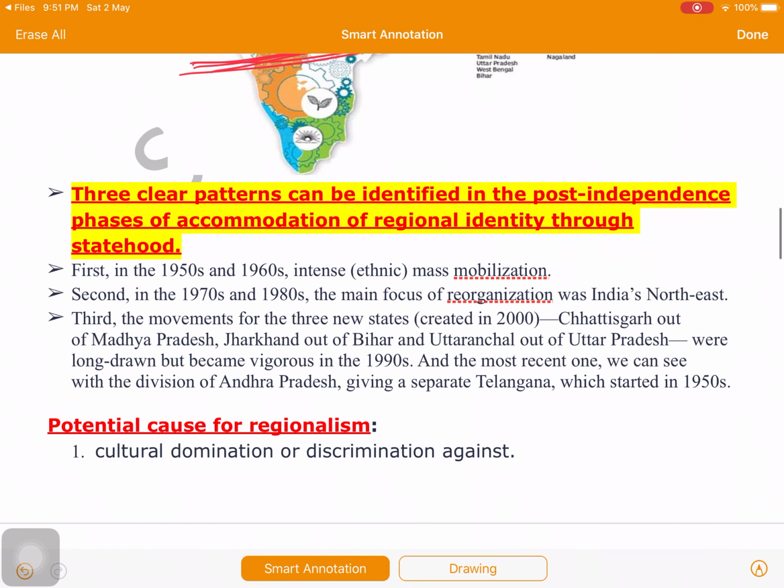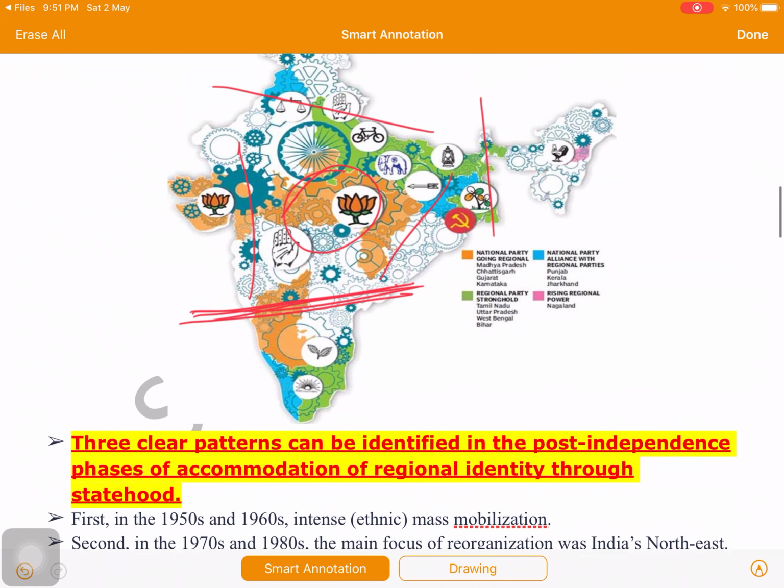So there are many types of diversities, maybe cultural, economic, regional, religious, other traditions or many other geographical conditions. So regionalism has remained perhaps the most potent force in Indian politics ever since independence. It has remained the main basis of many regional political parties which have governed many states since the late 1960s.